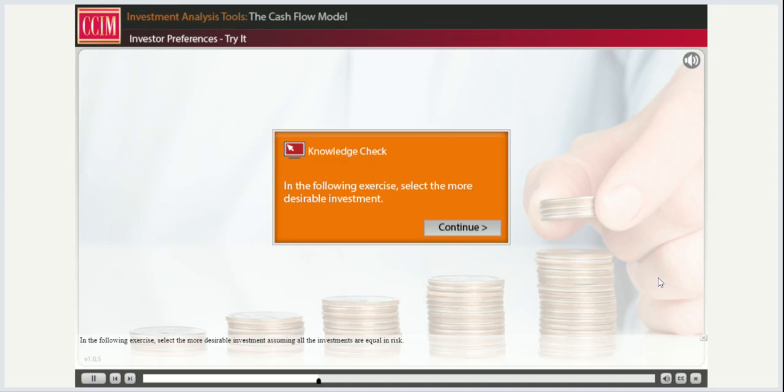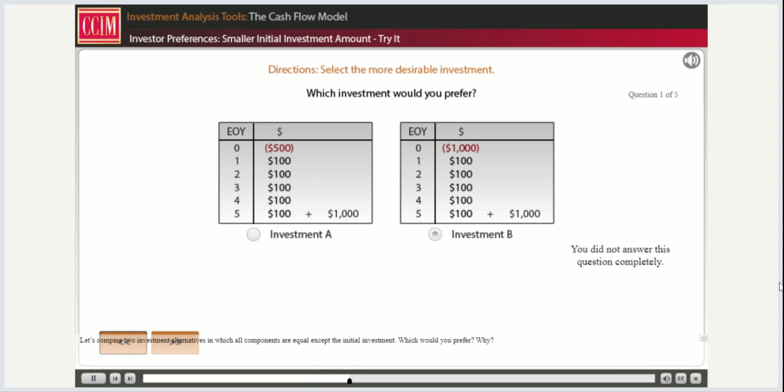In the following exercise, select the more desirable investment, assuming all the investments are equal in risk. Let's compare two investment alternatives in which all components are equal except the initial investment. Which would you prefer and why?